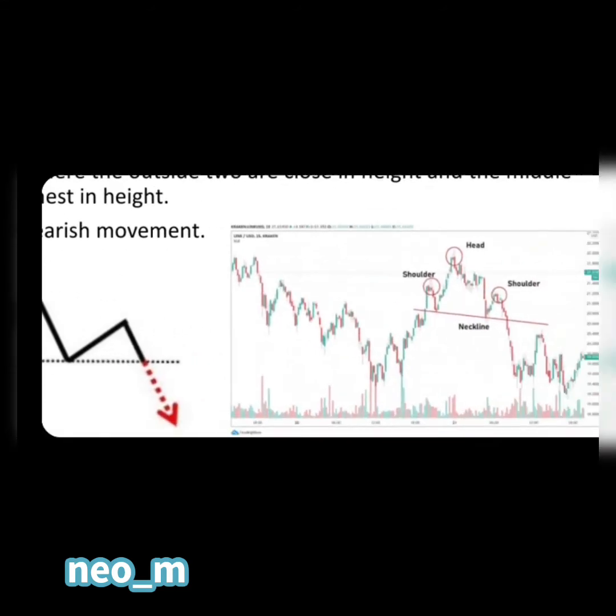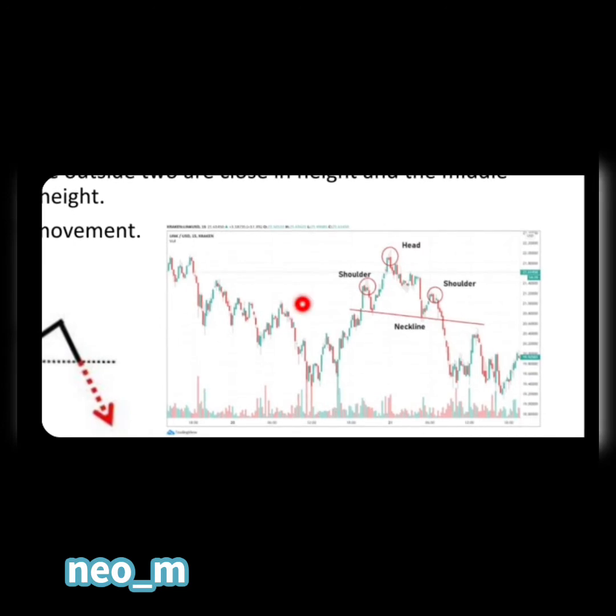The first shoulder has to be a bit lower, the head has to be high, then the second shoulder has to be lower. But that doesn't mean the head and shoulders always has to have both shoulders at the same height. They cannot be at the same height at all times, guys. Sometimes you'll find that the left shoulder is a bit higher than the right shoulder, or the right shoulder is a bit higher than the left shoulder, but the head always has to be high.